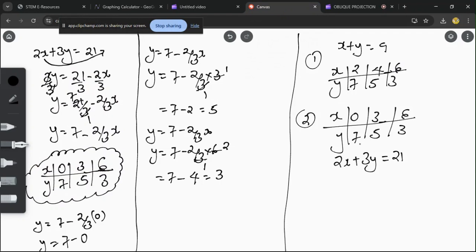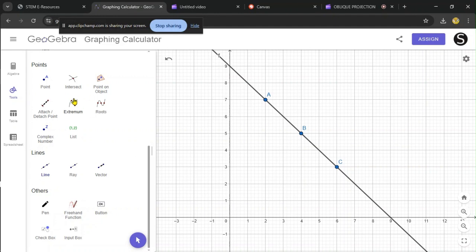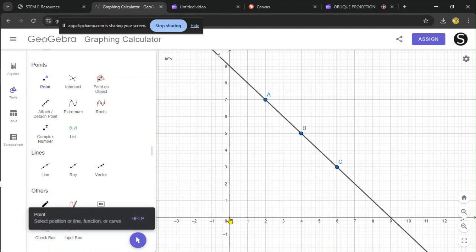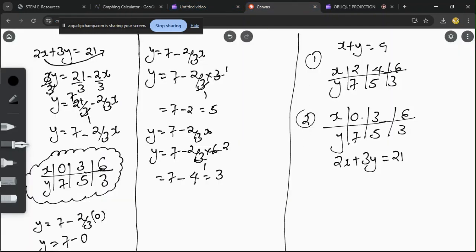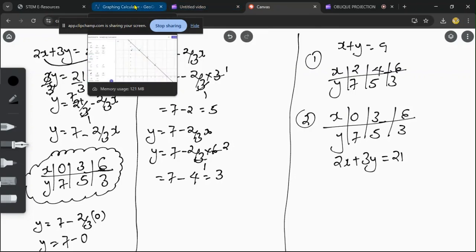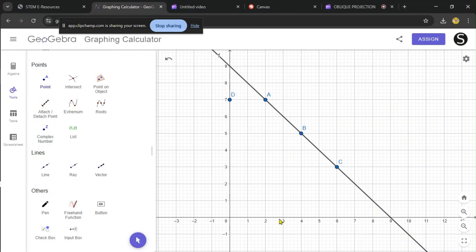0 goes with 7. When x is 0, y is 7. So I'll come somewhere here and put a point. When x is 0, y is 7. I put a mark there. The other one is when x is 3, y is 5. I put a mark.